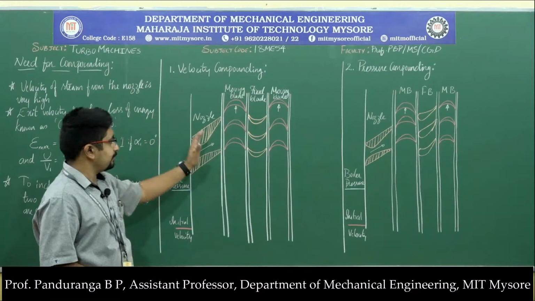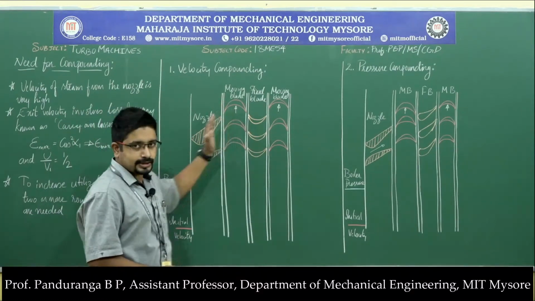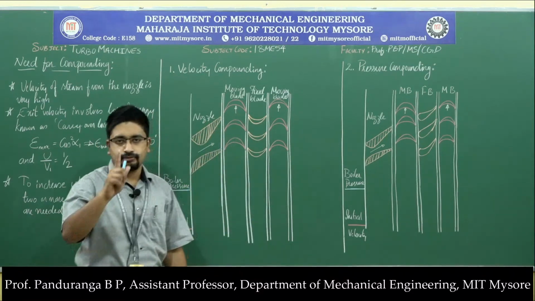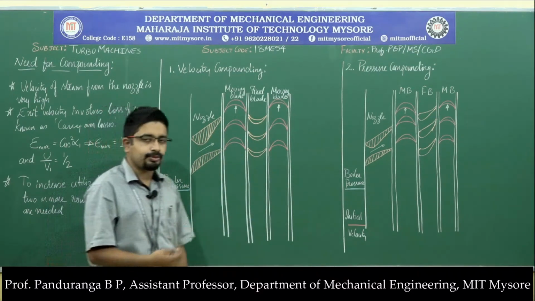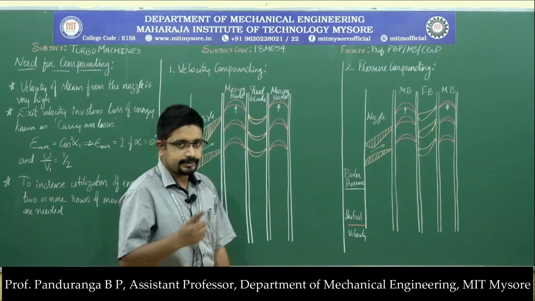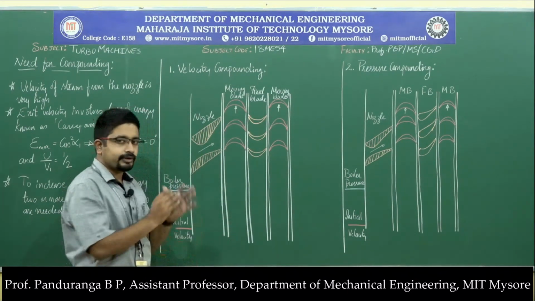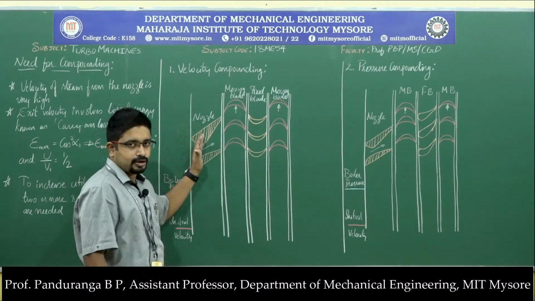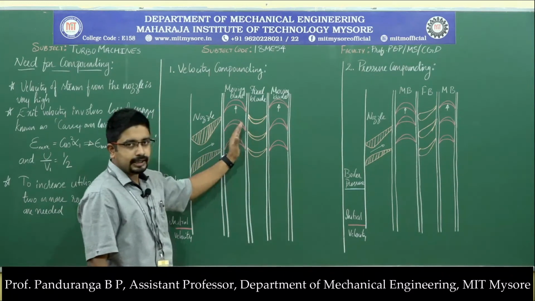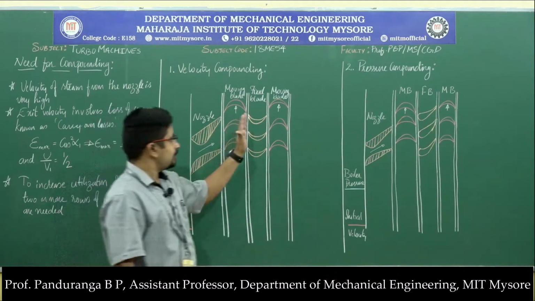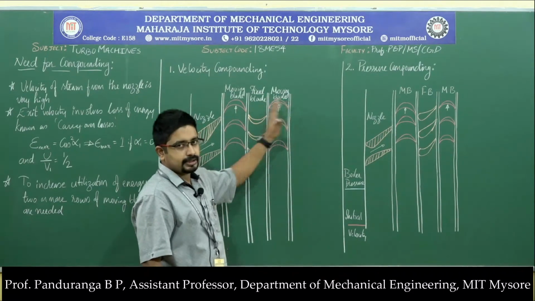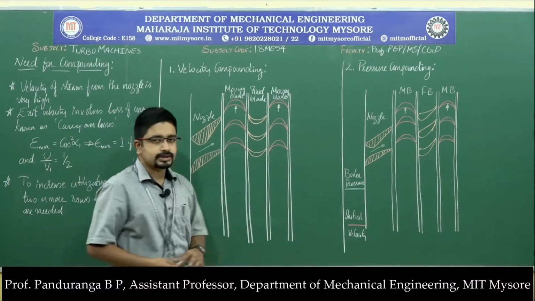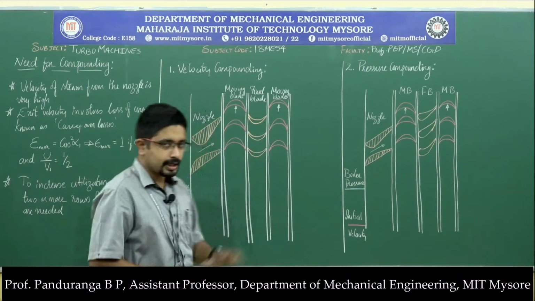So here I have the nozzle, then I have the moving blade. One set of nozzle and moving blade constitutes one stage. Whenever we talk about multiple stages, it is always a combination of a fixed blade and a moving blade. In this case the first one will be the nozzle and the first row of moving blade. So this will be one stage. Then you have the fixed blade and the moving blade. The combination of these two will be the second stage. So here I have shown a two-stage velocity compounded turbine.